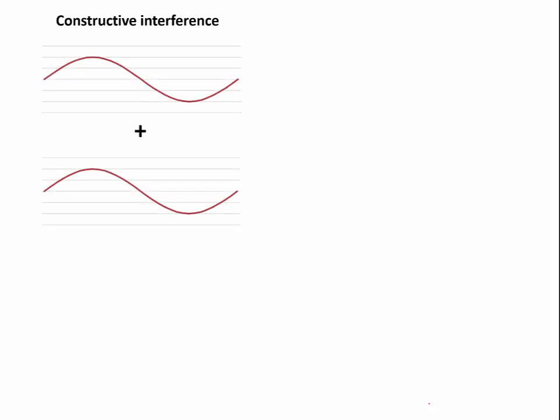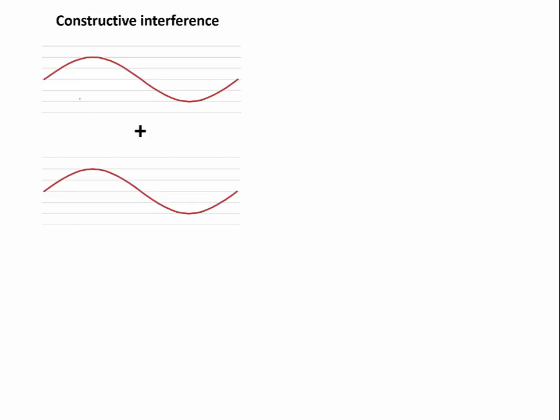So this is an example where you have two waves that are exactly in phase. What we mean by exactly in phase is what you see here. The wavelength of one wave and the wavelength of the other wave are exactly overlapping each other.